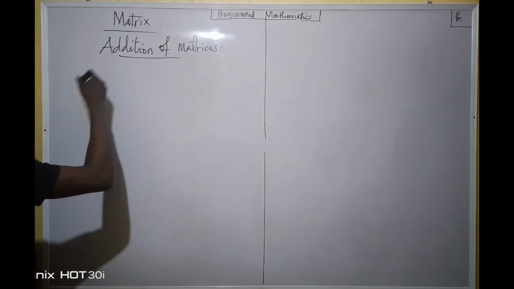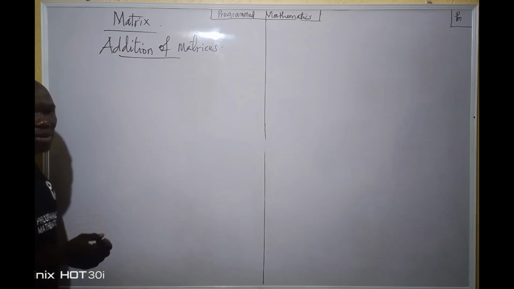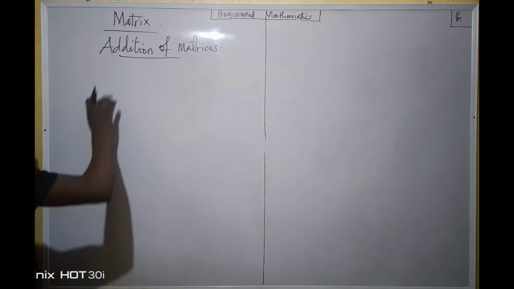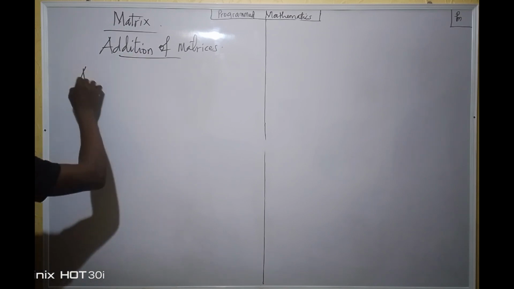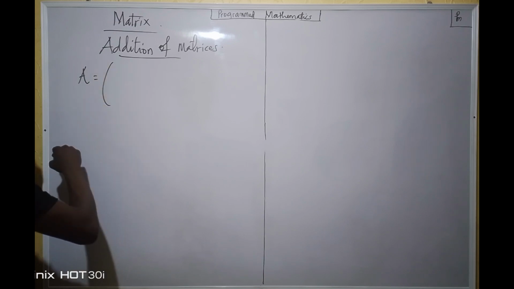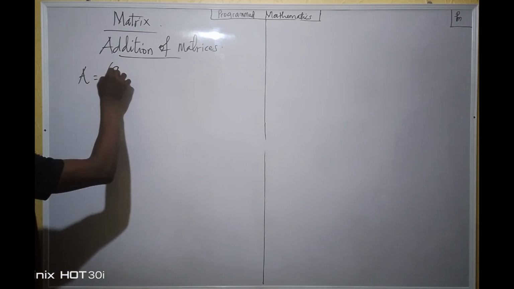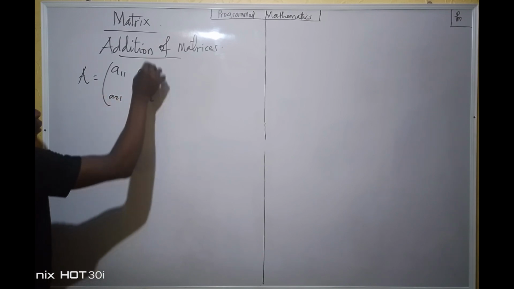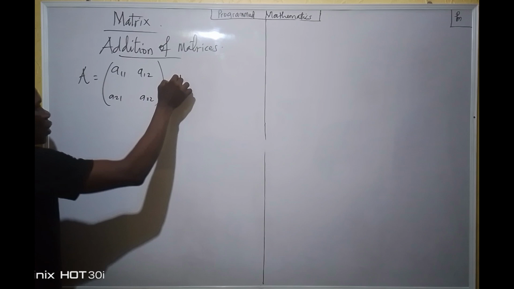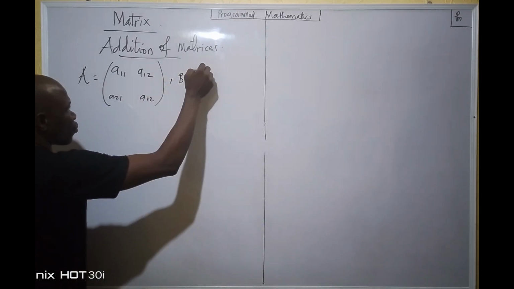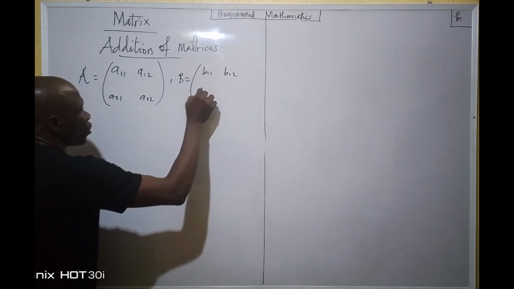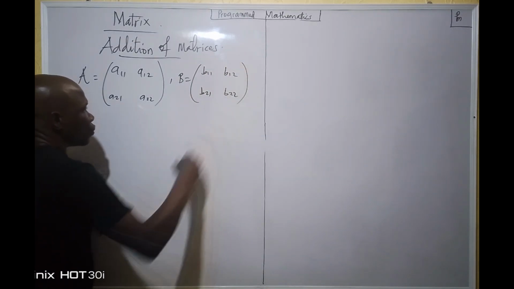Now if we are given two or more matrices to add together, the addition is a very simple thing to do. It's not something difficult at all. Now let's look at this matrix A. For instance, matrix A is a 2 by 2 matrix having the entries A11, A12, A21, and A22. And matrix B is the matrix containing the elements B11, B12, B21, and B22.